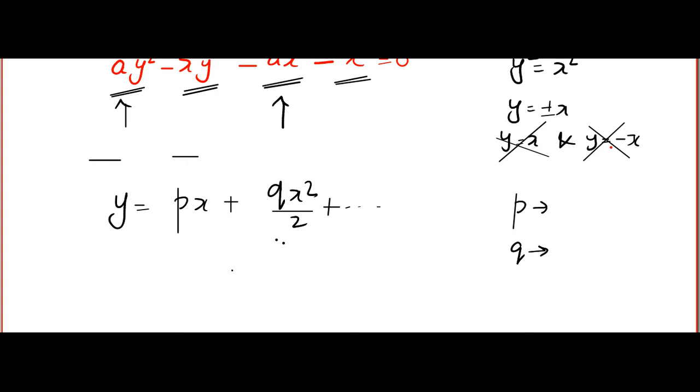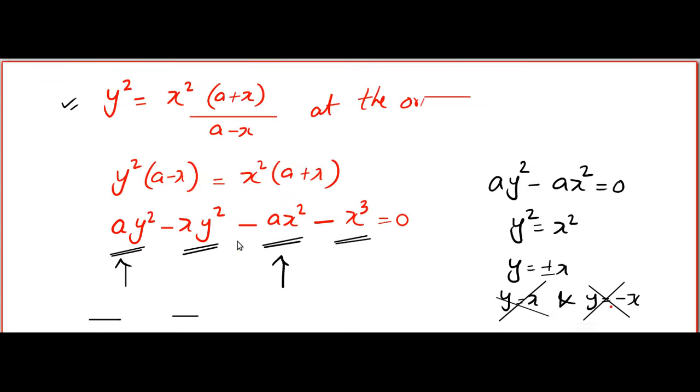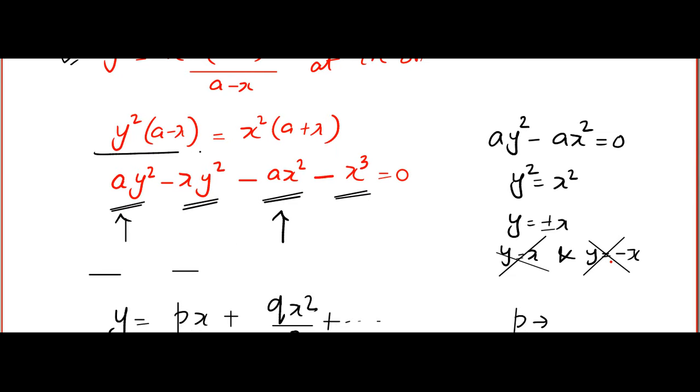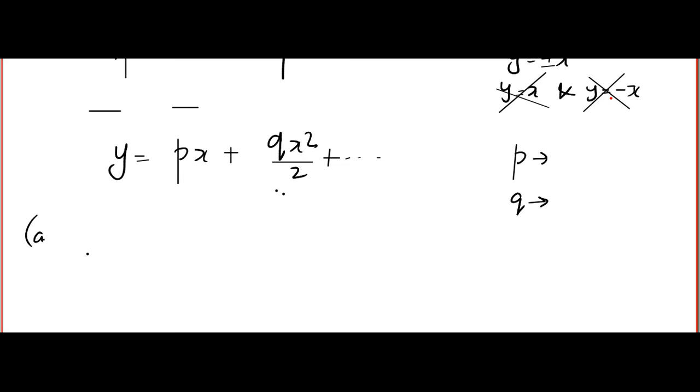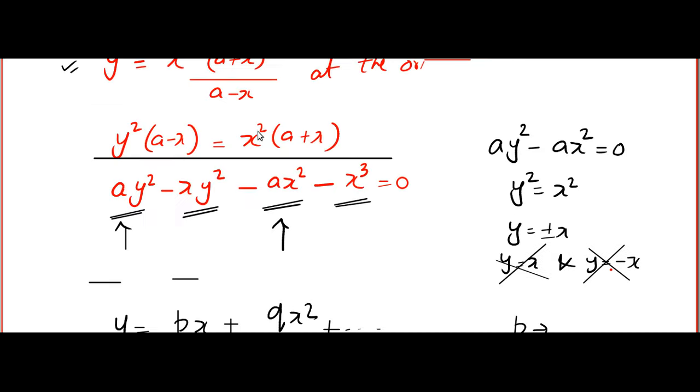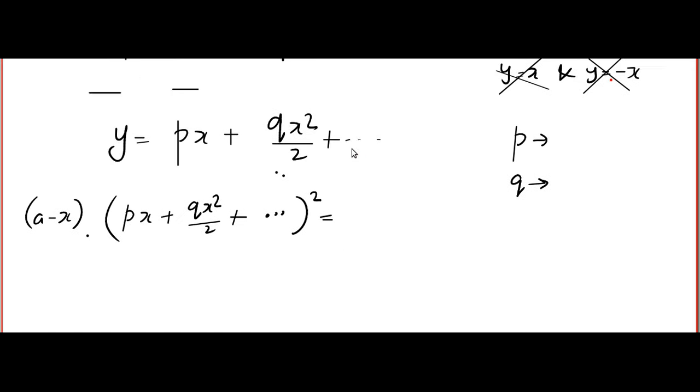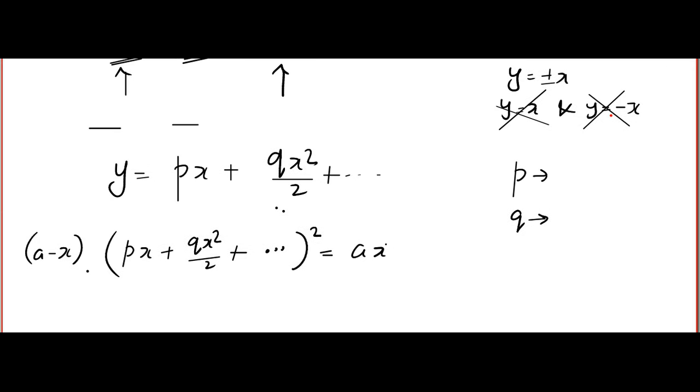Now what we do is we will plug this into the equation. It will be comfortable to plug it here. So we get a minus x into y squared. So (px plus qx square by 2 plus dot dot dot) the whole square is equal to, what will happen to the other side? It will be ax square plus x cube.